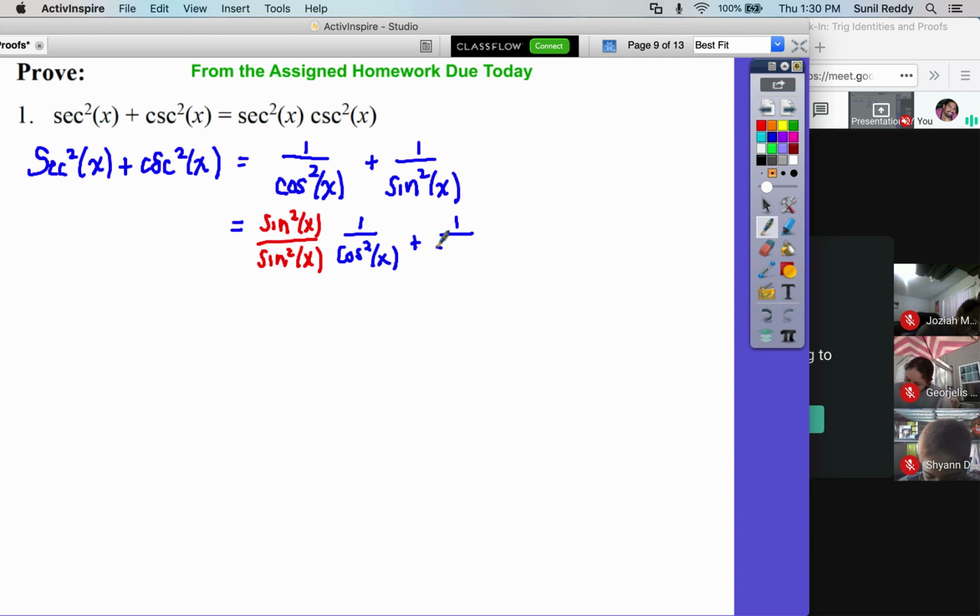And then for the second fraction, I'm going to multiply top and bottom by the denominator of the first fraction. I'm just going to simplify that now. So that will give me sine squared over sine squared cosine squared.